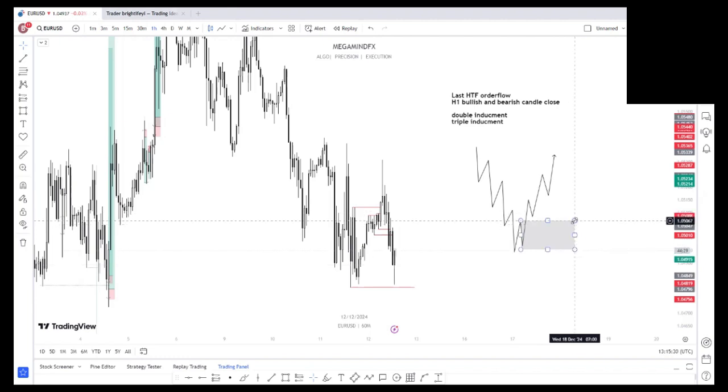All right. So what else do I talk about? Double inducement and triple inducement. I'm going to explain all of this stuff to you. So we have our last higher time frame, we have our structural points marked out here. We have our structural points in place, and then we're looking for double inducement and triple inducement within those levels, within the highs and the lows, correct? That's pretty much what we are looking out for.